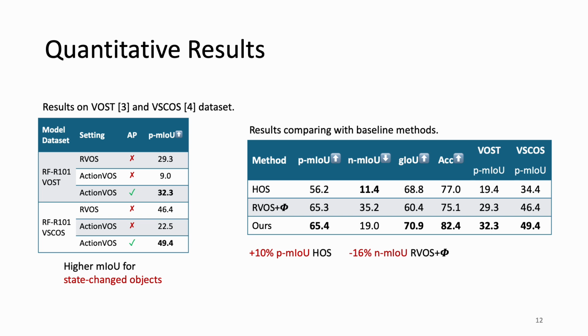The left side is the results on VOST and VSCOS datasets, where ActionVOS has much higher MIOU for state-changed objects. And the right side shows ActionVOS compared with some baseline methods, and we have 10% higher PMIOU compared to hand object segmentation models, and 16% lower NMIOU than common RVOS methods.